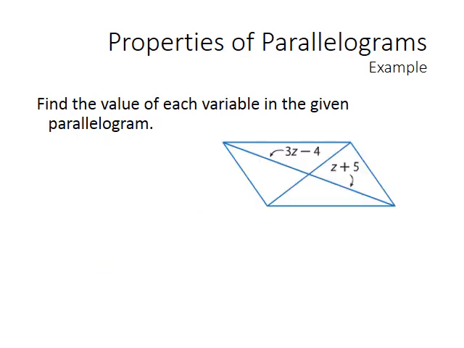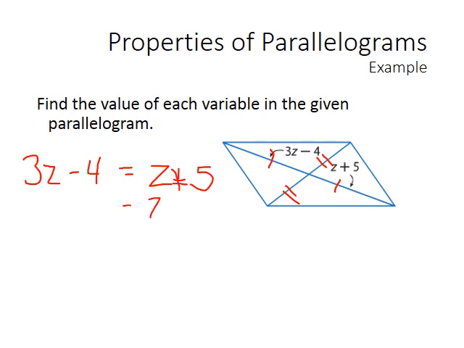Alright, now let's find z. This has to do with diagonals in a parallelogram. Here's that property we looked at just a couple minutes ago. Each of the diagonals bisects each other, so this half of the diagonal is equal to this half, and this half of this diagonal is equal to this half. The z's have to be at the same diagonal, so we know that 3z minus 4 is equal to z plus 5. Diagonals bisect each other, so they're cut into 2 equal parts.